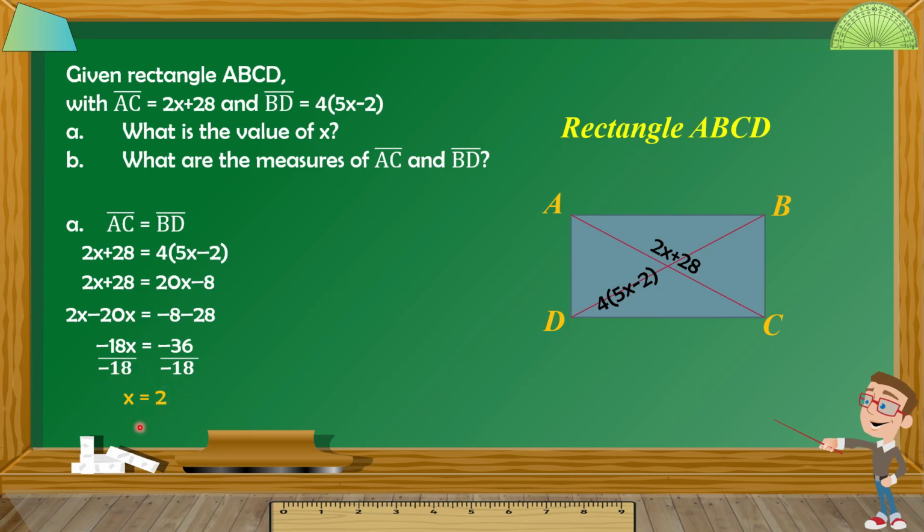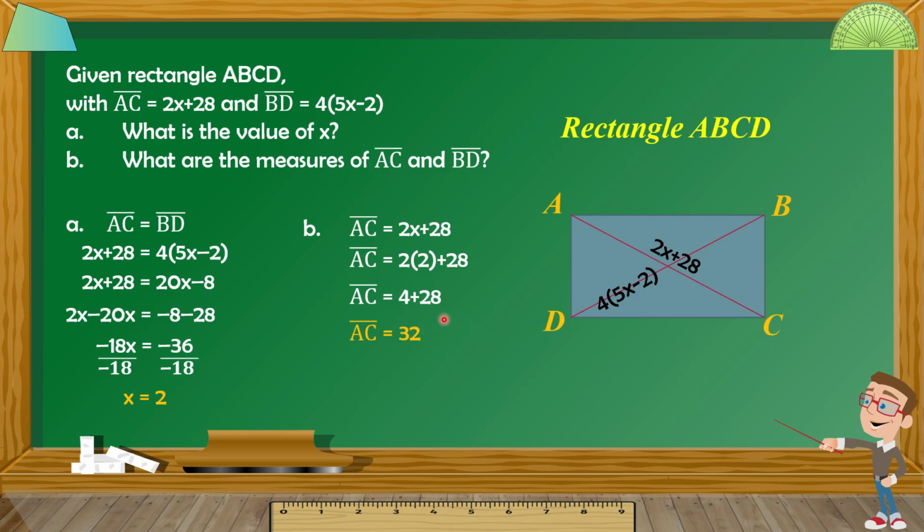Ngayon, itong nakuha nating 2, gagamitin natin siya para mahanap yung length ng mga diagonals natin. Paano mahanap yung mga diagonals? Kukuha tayo ng expression, either si AC or si BD. Dito, kinuha ko si AC. Yung expression niya ay 2x plus 28. Papalitan lang natin itong x nung nakuha nating value ng x. So, we have AC equals 2 times 2 plus 28. 2 times 2, that is 4, and 4 plus 28, that is 32. So, therefore, diagonal AC is 32.